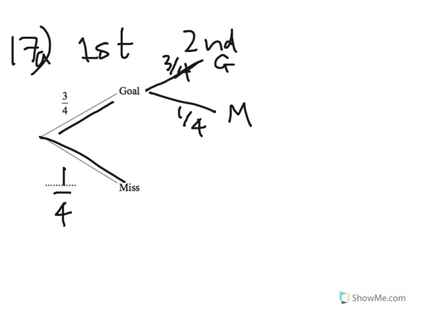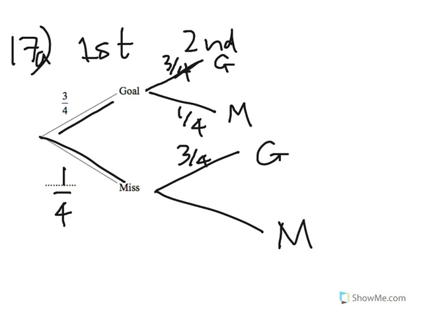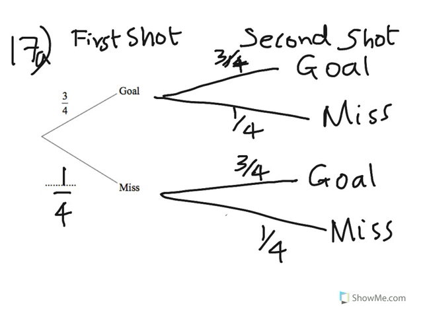If he misses the first shot, on the second shot he takes, he can either score a goal or he can miss again. And again the probabilities are 3 over 4 and 1 over 4. So there, that's your probability diagram completed. Here's just a neater version, so you can understand it and draw it properly in your past paper.